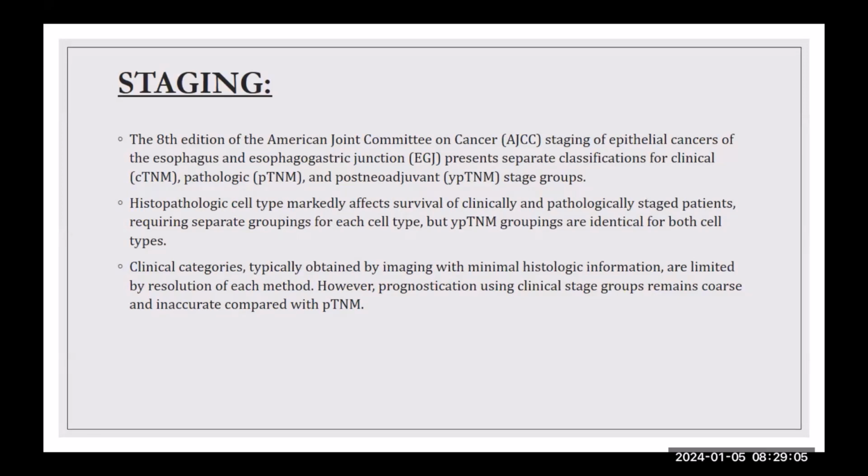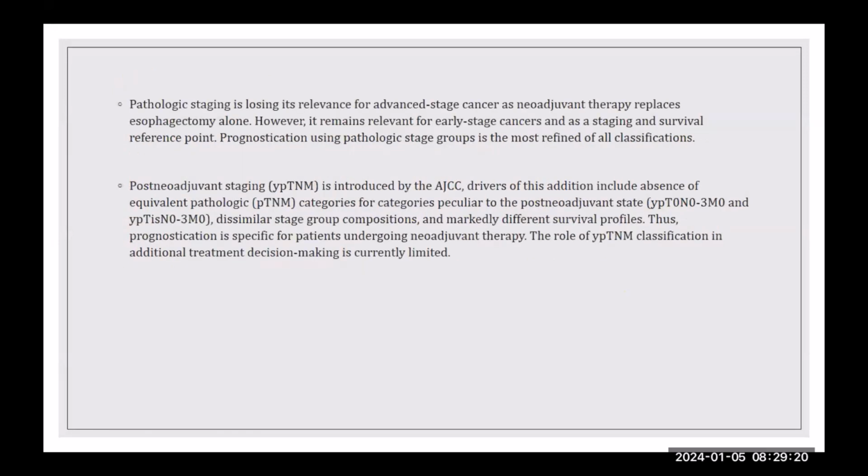Clinical categories, typically obtained by imaging with minimal histological information, are limited by the resolution of each method. However, prognostication using a clinical stage group remains very inaccurate compared to that of a pathological TNM staging. Pathological staging is losing its relevance when it comes to advanced cancers because neoadjuvant therapy has replaced esophagectomy alone as a treatment of choice. However, it is very much relevant and important for early stages of cancer, as a staging and survival reference point. Prognostication using a pathological stage group is the most refined of all the classifications.